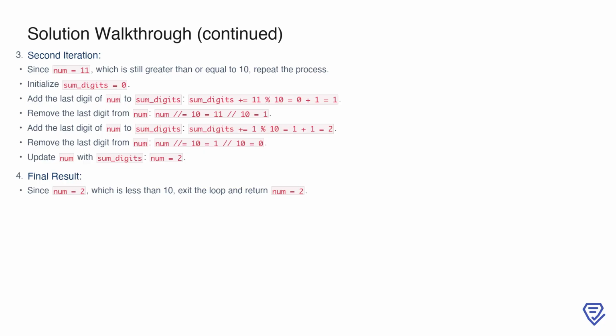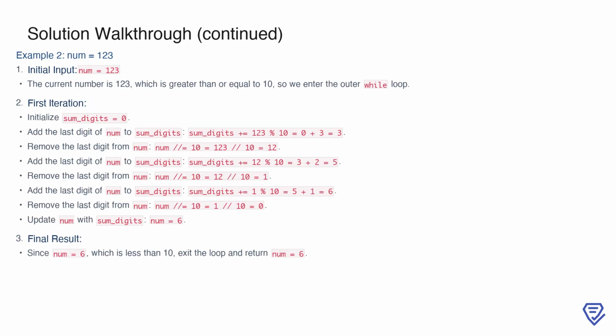We reinitialize sum_digits to 0 and begin processing the digits of 11 in the inner while loop. First, we add the last digit, which is 1, to sum_digits, making it 1. Then, we remove this last digit from 11, leaving us with 1. Continuing, we add the last digit of the updated number, which is also 1, to sum_digits, resulting in a new value of 2. Removing the last digit from 1 leaves us with 0, so we exit the inner loop. We then update number to the value of sum_digits, which is now 2. At this point, since number is less than 10, we exit the outer loop and return the final result, which is 2.